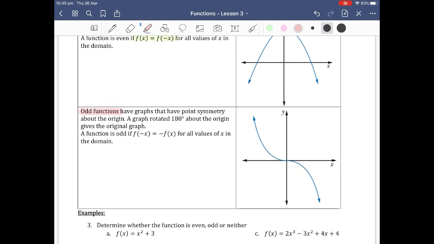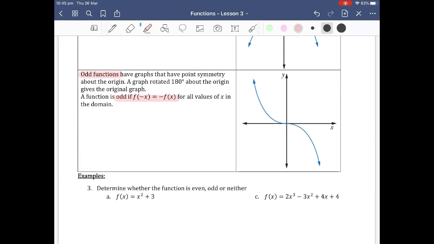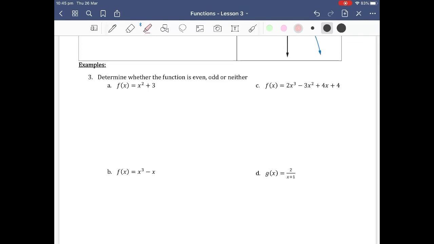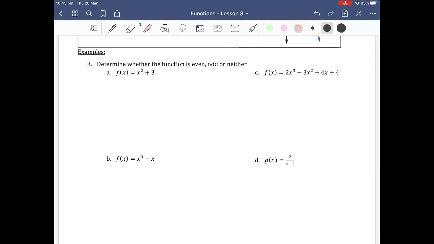And then we have odd functions. Odd functions have graphs that have point symmetry about the origin. A graph rotated 180 degrees about the origin gives the original graph. So a function is odd if f(negative x) equals negative f(x) for all values of x in the domain. So let's have a look at some examples.